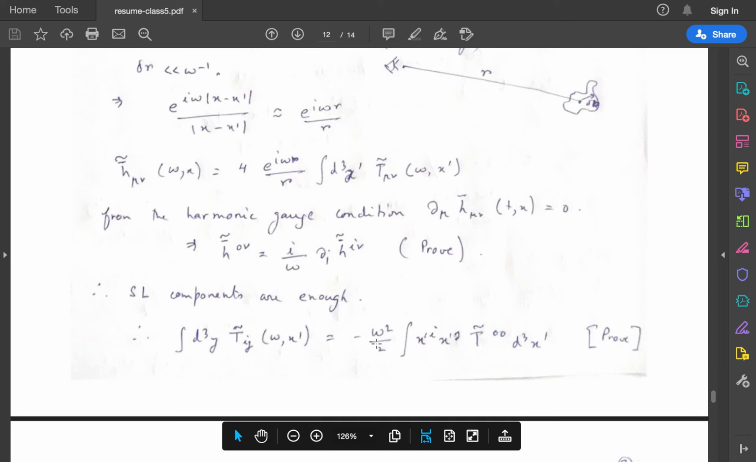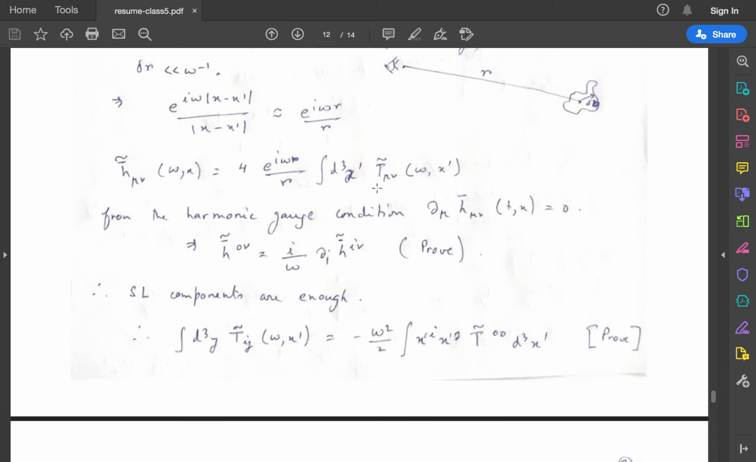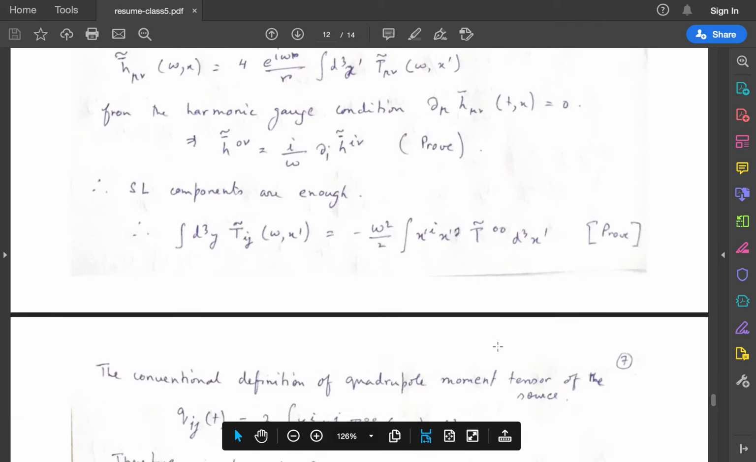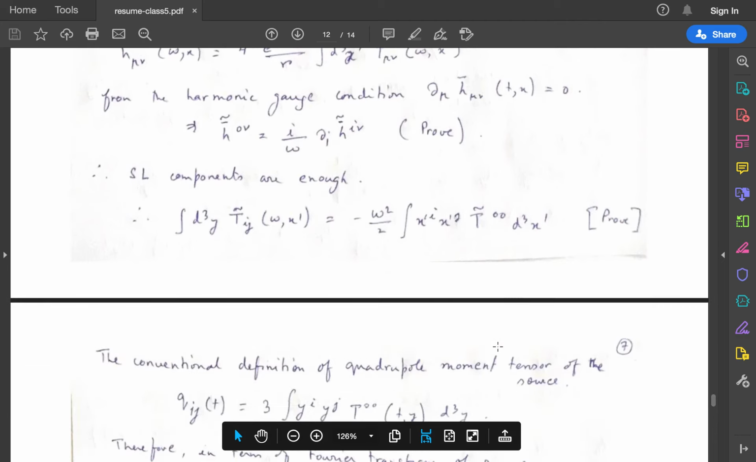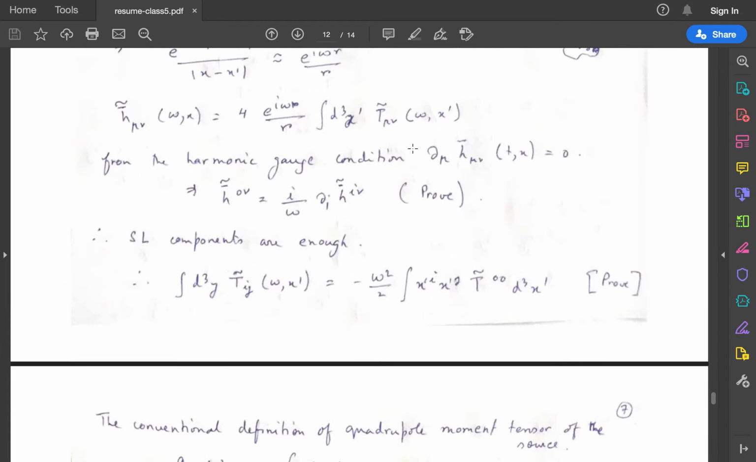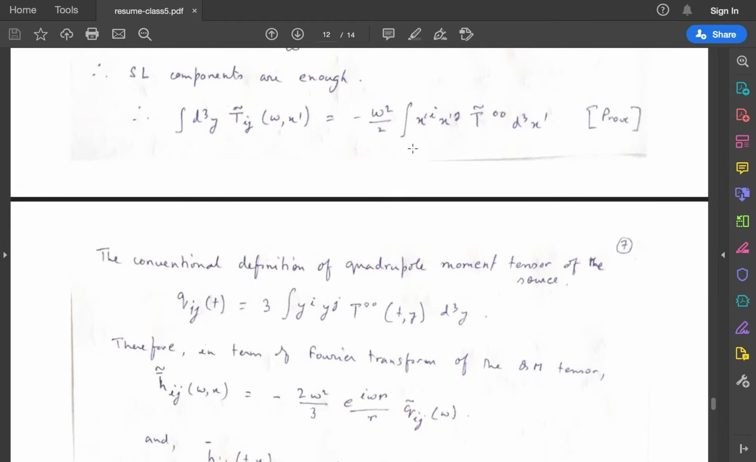This integration is nothing but omega square x prime i x prime j T 0 0. Now T ij can be written in terms of T 0 0, because remember we are talking about only the spatial part. T 0 mu has gone to T 0 0, but T ij can also be written in terms of T 0 0. So we will have our solution only in terms of T 0 0. So h mu nu can be written only in terms of T 0 0. What is T 0 0? Remember, T 0 0 is the energy density part.